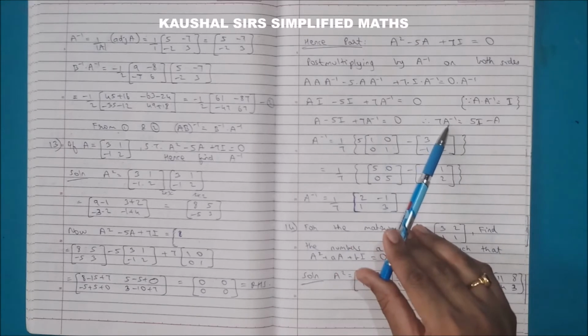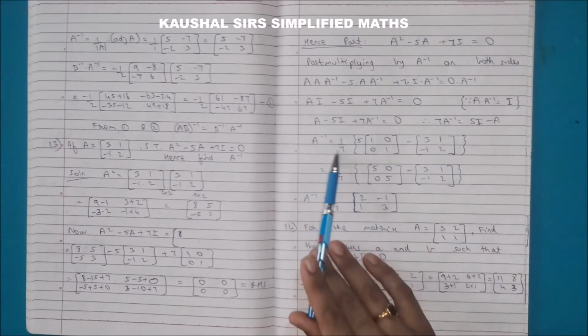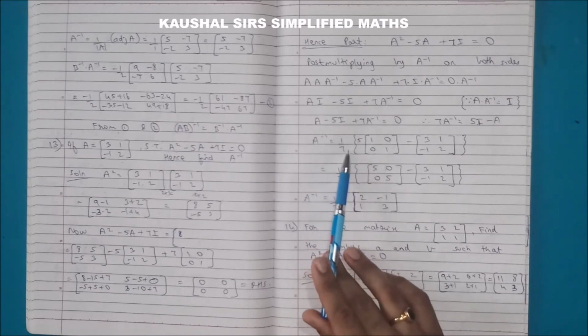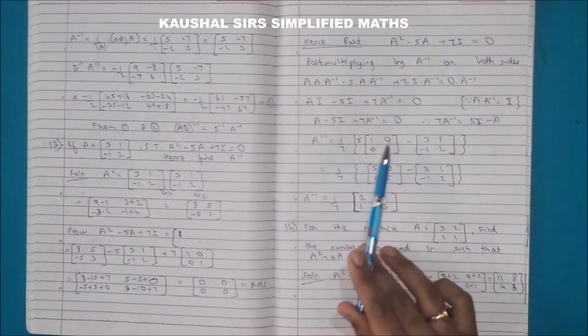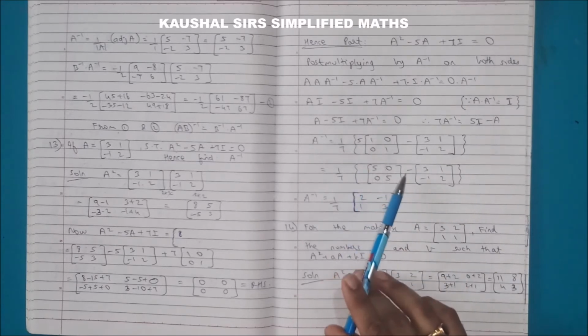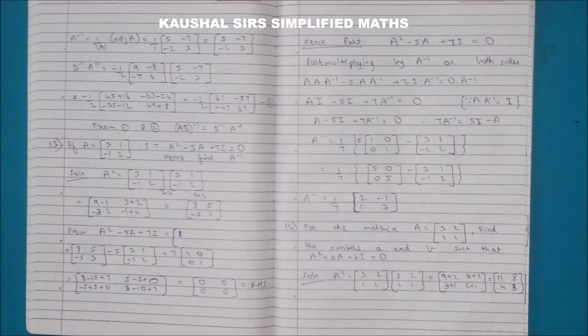Now keep 7A inverse on one side and that's why you get 5I minus A. Now 7, if you take on the right hand side, you get A inverse is 1 by 7 of the big bracket 5I minus A. Perform scalar multiplication here, so you get 5 times the identity matrix minus the matrix A. Do normal subtraction and that is your answer for A inverse.